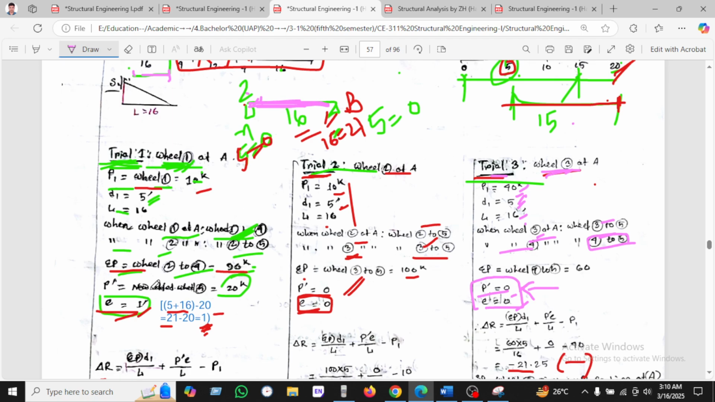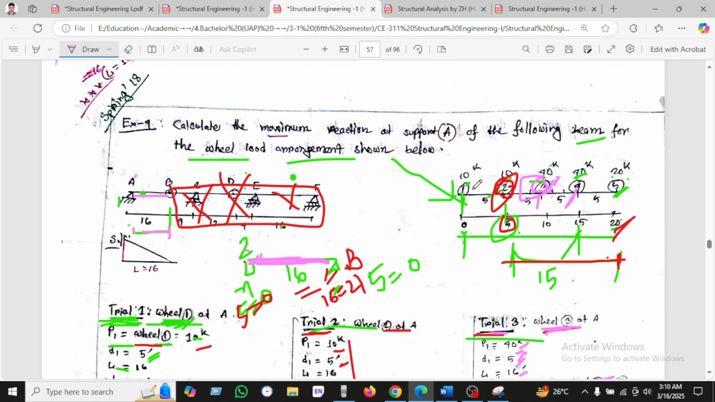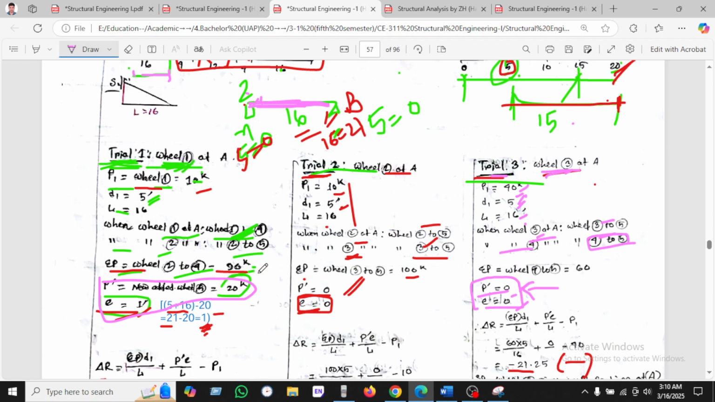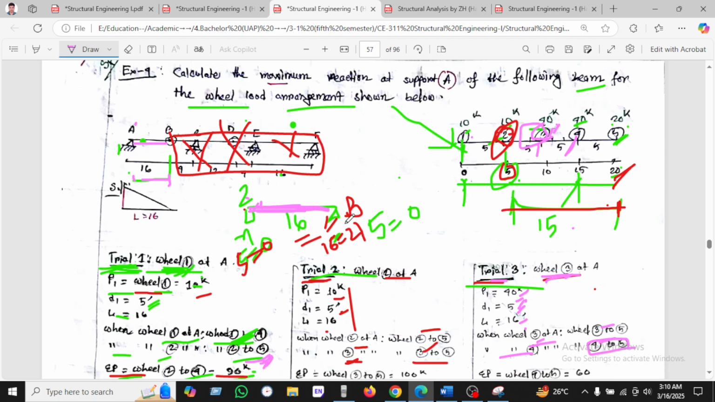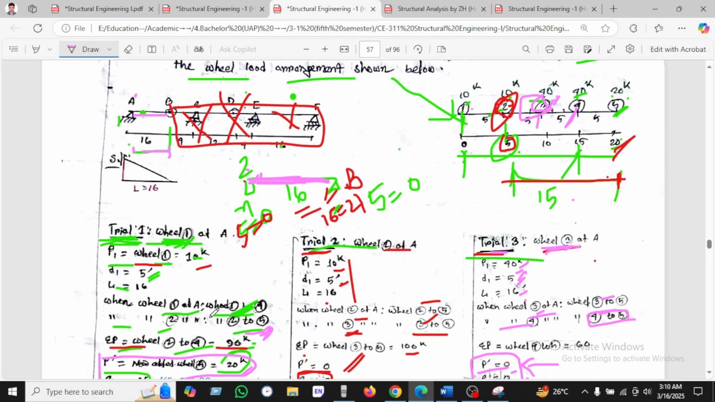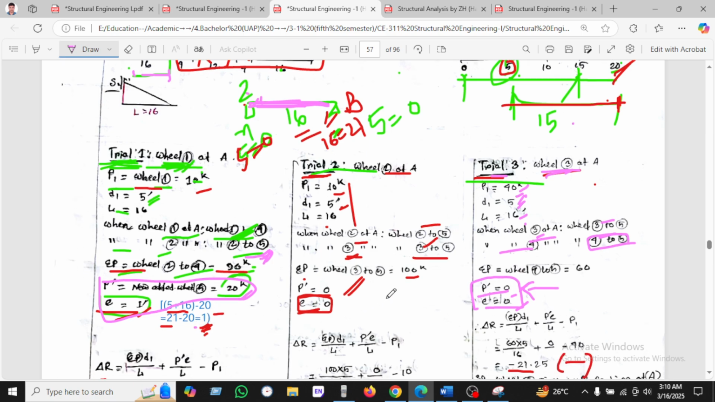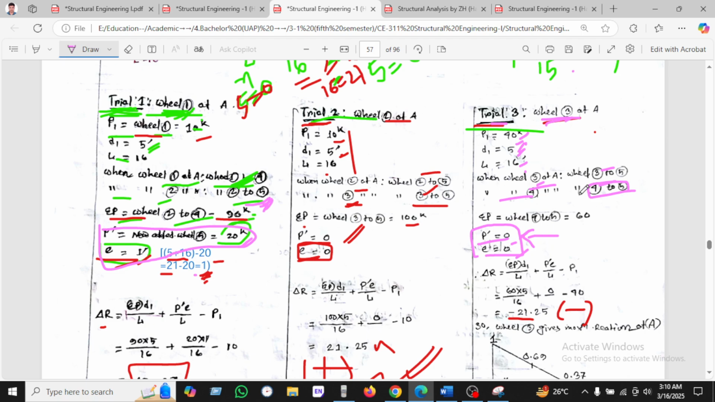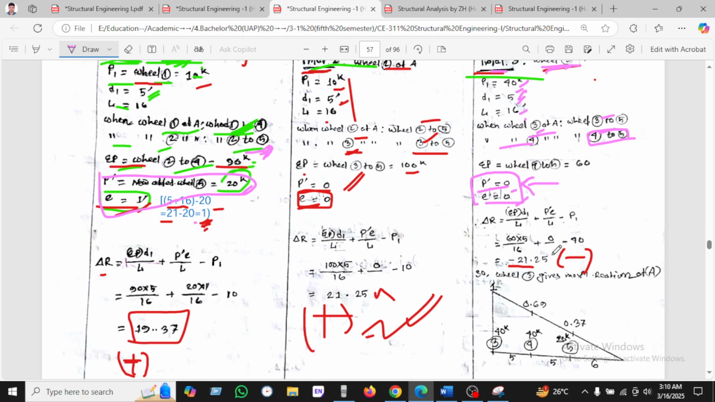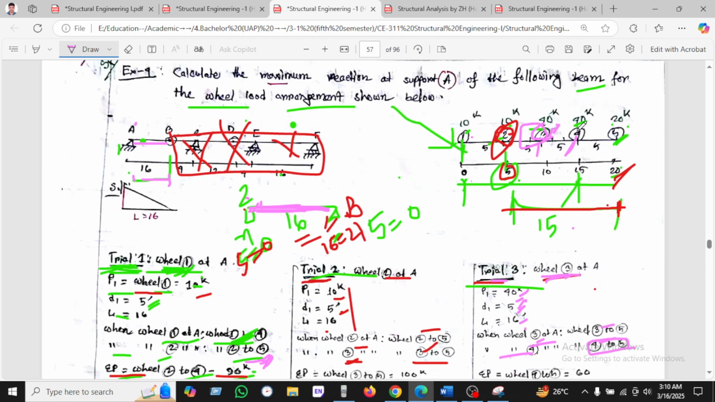As we've been taking the first trial, when we take P1 as n, then we have to add the new load which is 5. That's why we have been taking the new load 5, and at the support B it will be 1. Okay, so after getting this value, we found 21.25. This is the negative value.